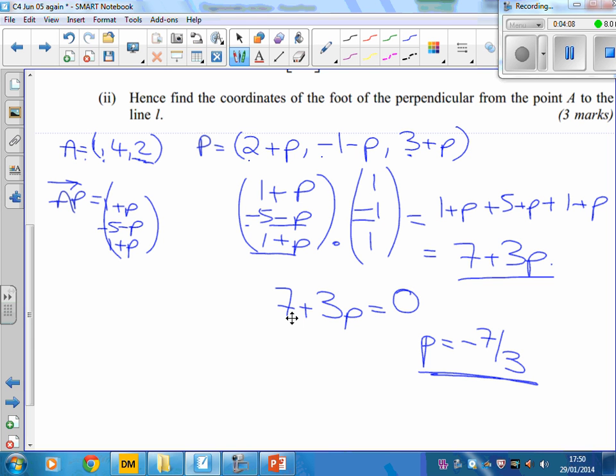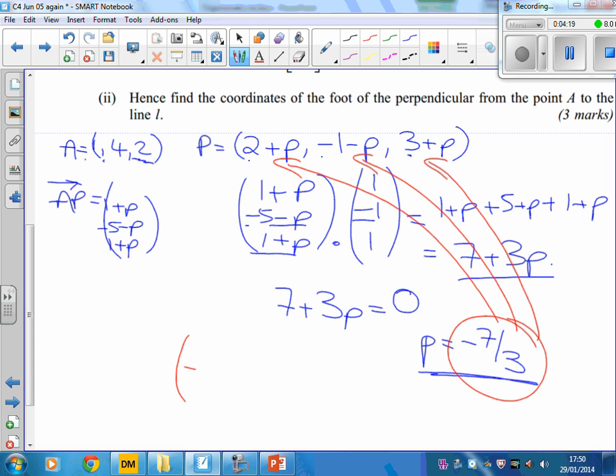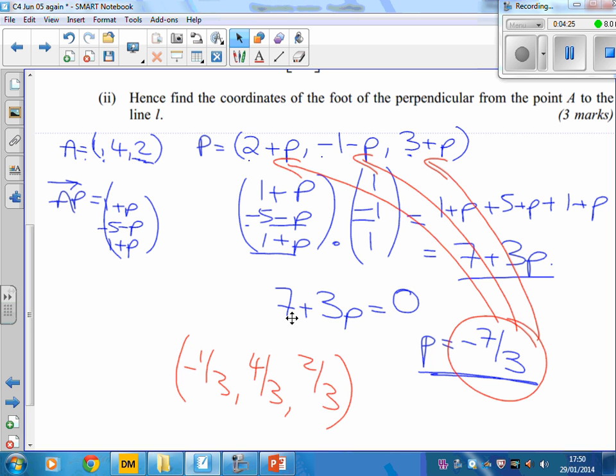The last bit asks what the coordinates of this foot of the perpendicular would be. So we're going to drop that in each of these places here, and that will tell us that our final position is going to be minus a third, and then 4 thirds and 2 thirds. Take time on it. There's your vectors question.